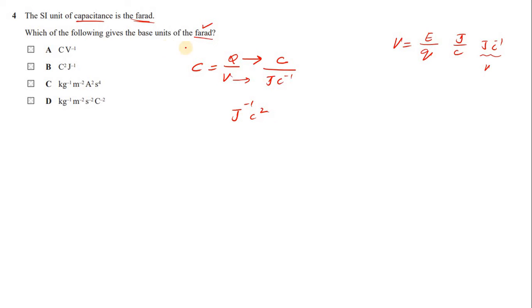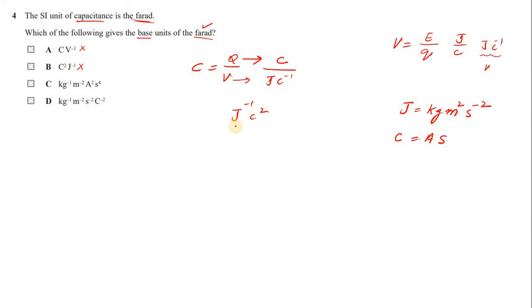But we need to give the answer in base unit, remember. So immediately you don't waste your time on A and B, because both are not base units. Base unit means we need to give the answer in terms of those 7 units: kg, meter, ampere, second, mole, Kelvin. You know that joule is the unit of energy or work, and in terms of base unit, J is kilogram meter square second minus 2. This is J in terms of base unit, and coulomb is ampere second.